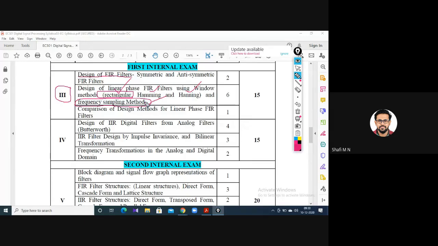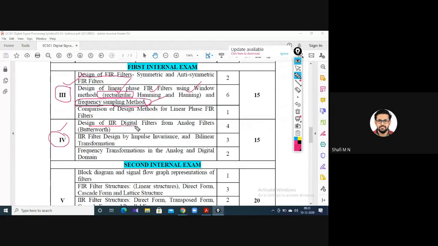Then we made a comparison of different windows also: rectangular, Hamming, Hanning, and how window length and main lobe width are affected. So just go through that also. That's enough with the design of FIR filters. Then moving to the fourth module, that was the design of IIR filters. It's completely the design of IIR filters.